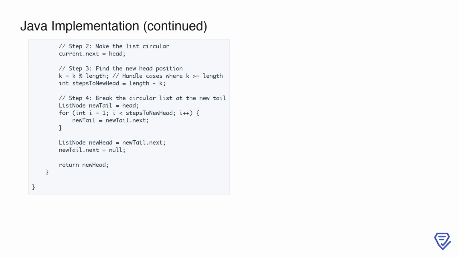Next, we handle cases where k is greater than or equal to the length of the list by taking the modulus of k with the length. This ensures that we only perform the necessary rotations. To find the new head position, we calculate the number of steps required to reach the new head from the original head by subtracting k from the length. We then traverse the list again to identify the new tail node, which is located just before the new head. Once the new tail is identified, we break the circular connection by setting its next pointer to null, effectively making the list linear again. Finally, we return the new head, which represents the rotated list.